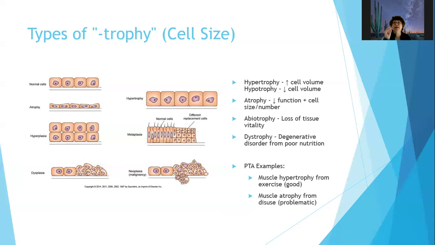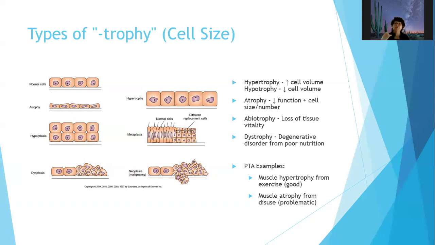Abiotrophy is the loss of tissue vitality in an organ or tissue. So bio is like the function, biological function. And so something has gone wrong. The tissue is just not functioning at optimal levels. Dystrophy is a degenerative disorder from poor nutrition. So any kind of degenerative disorder from improper or faulty nutrition is considered dystrophy.